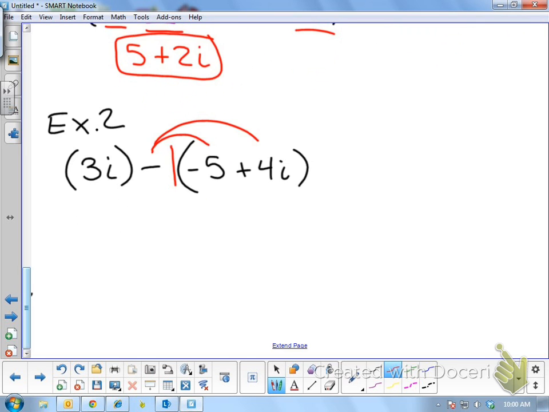So we'll have 3i, that just comes down. I don't need the parentheses anymore because there's nothing out front to affect it or change it. Negative 1 times negative 5 is positive 5. Negative 1 times positive 4 is negative 4i. And now we just combine like terms again. So I want you guys to finish this problem. Combine like terms and I'll come check.